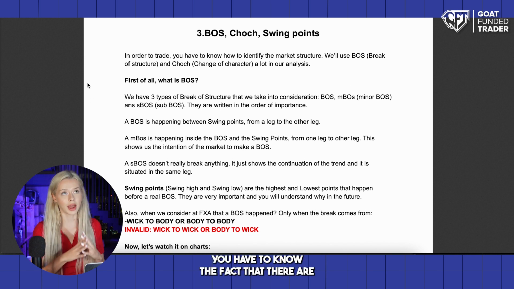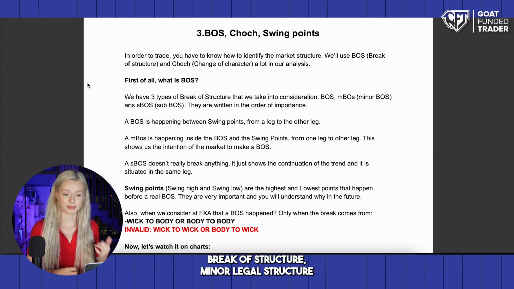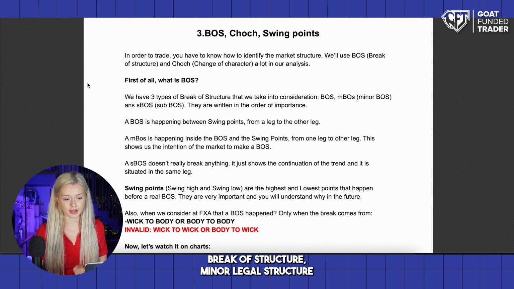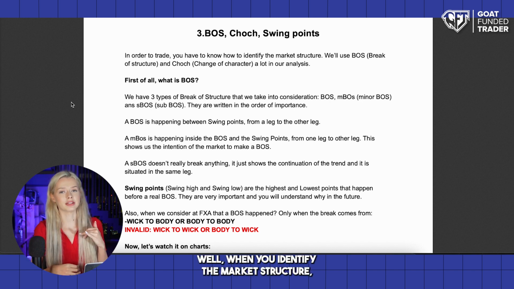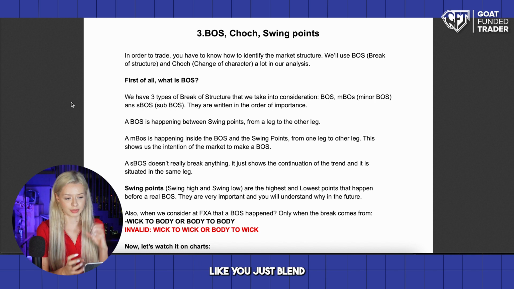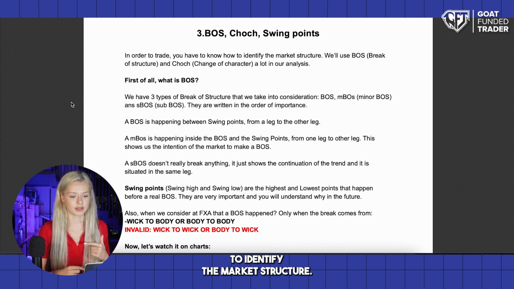First of all, you have to know the fact that there are 3 types of break of structure: break of structure, minor break of structure, and sub break of structure. You are going to use all of these 3 in your analysis. These are perfect for you when you identify the market structure, like you just blend break of structure, change of character, and swing points in order to identify the market structure.